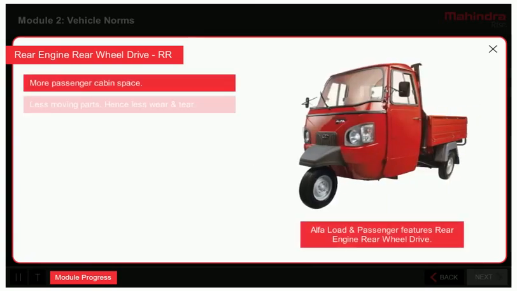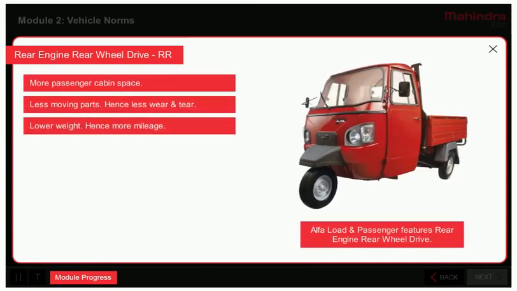In the rear engine rear-wheel drive layout, the engine is mounted in the front that transmits power to the rear wheels. Many sports cars like the Porsche 911 Turbo are RR layout, where weight is more towards the rear. Benefits of this layout are: more passenger cabin space, less moving parts, hence less wear and tear, lower weight, hence more mileage. Alpha load and passenger features rear engine rear-wheel drive layout.